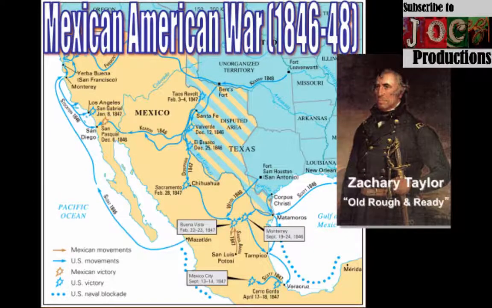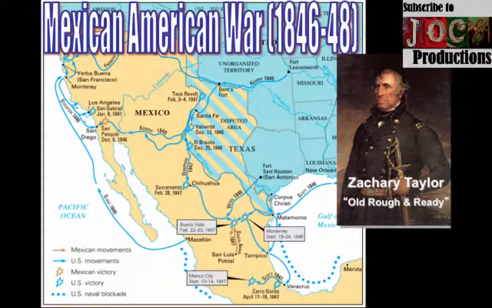Now the war, in terms of wars, is pretty uneventful. It's a small one for the United States. Something like 13,000 Americans die, but most of those die from disease, not from actual bullets. Zachary Taylor, Old Rough and Ready, as his nickname goes, wins some battles. You have the Battle of Buena Vista over here, and the Mexican army gets routed.